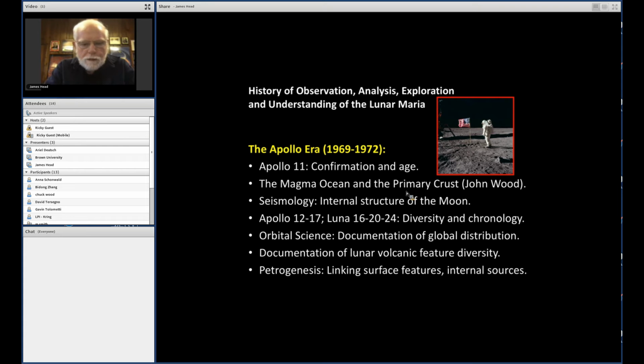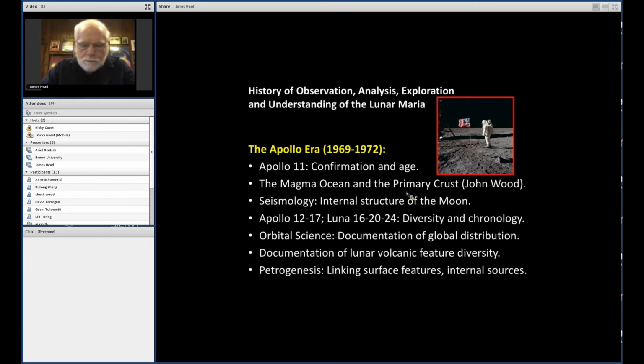So Apollo 11 gave confirmation of the basaltic origin of the lunar Maria, that they originated from lava flows, and also the age at about 3.7 billion years. So this was overnight a major finding and reset our thinking about the origin of the lunar Maria, or settled it in some people's minds, and the ages. Were they young or were they old?